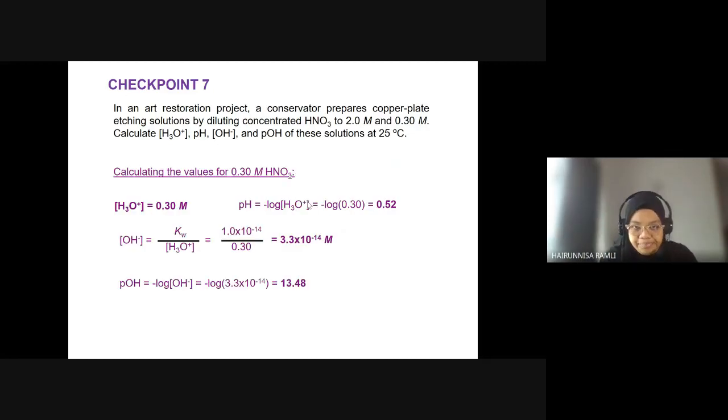Okay, so same goes to this one 0.3. So sama ya. Okay, this is the value for H3O plus. So this is the value for pH. The OH minus, of course, sebab ni 0.3 kan. So OH minus akan tinggi sikit je lah, negative 14 kan. Okay, so the pOH is 13.48. I hope sama eh dengan you all. Sebab saya tak tekan calculator lah. Okay, yang penting konsep tu betul.